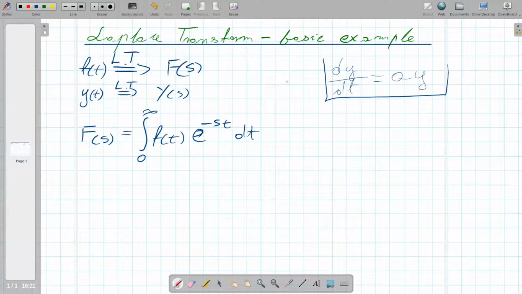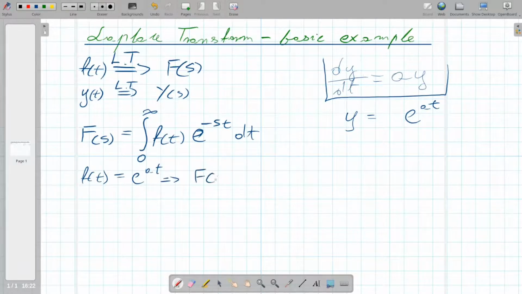Okay, so from the previous video we know that the function which is a solution of this equation is e to the a times t. There should also be an initial condition, but it's not important for now. Now I will transform this function to the s domain, and later when we solve this equation in the s domain we will see that we obtain a transform of this function. f of t is e to the a t, and now I transform it.